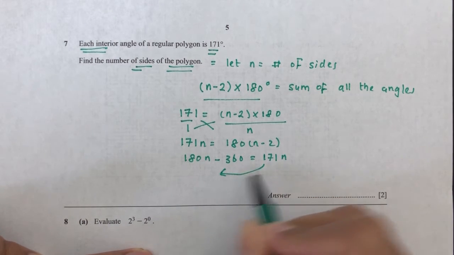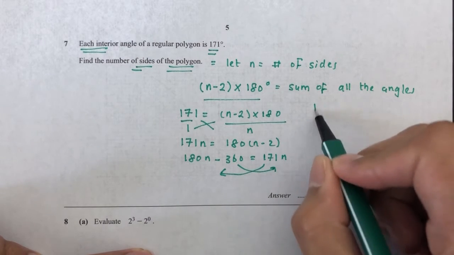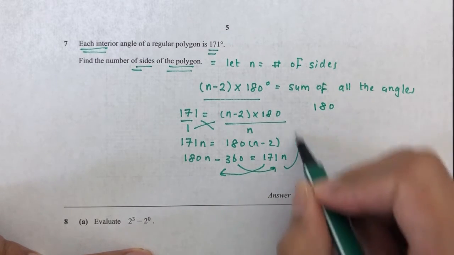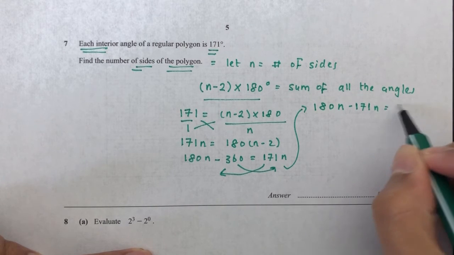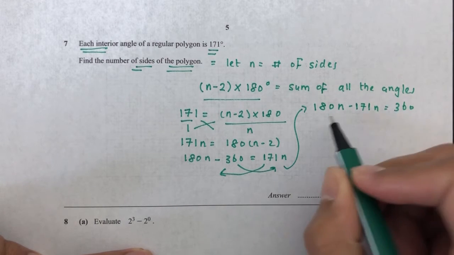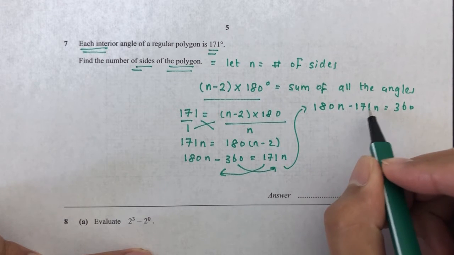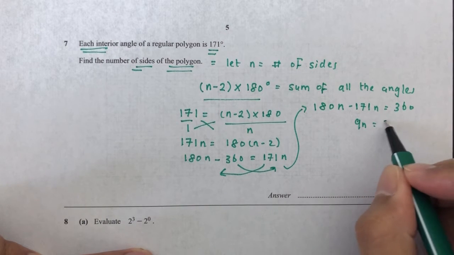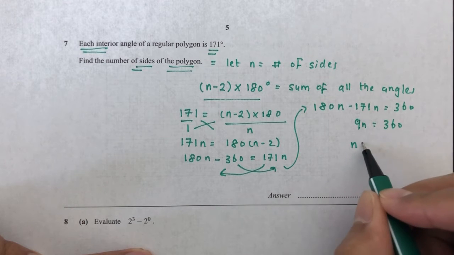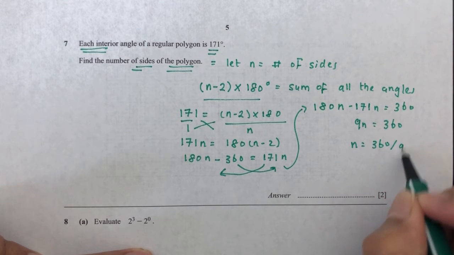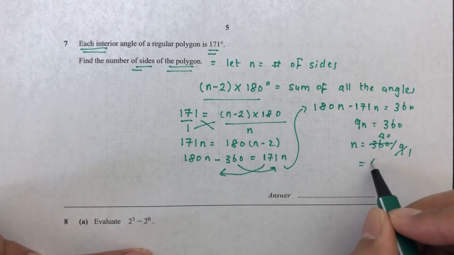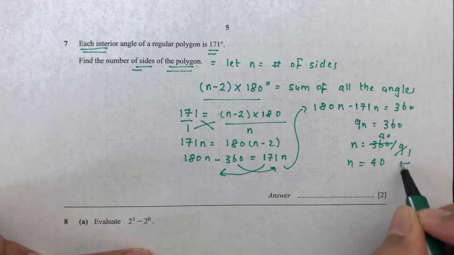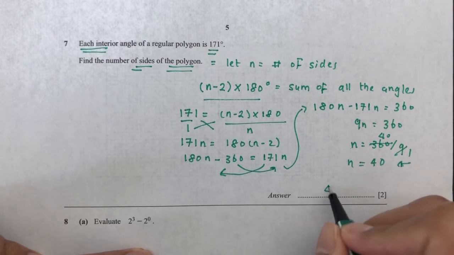So we send n over here and we send the constant to this side. We will have 180n minus 171n equals 360. So 180 minus 171 will be 9n equals 360. So n equals 360 divided by 9, and that will become 40. So n is 40. So the number of sides in the polygon is 40.